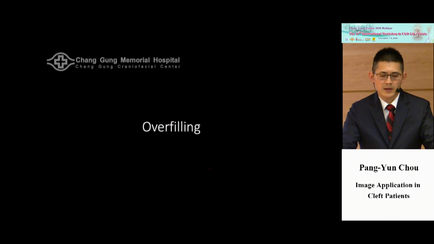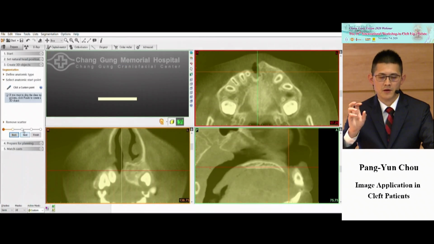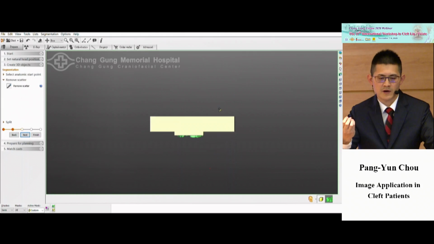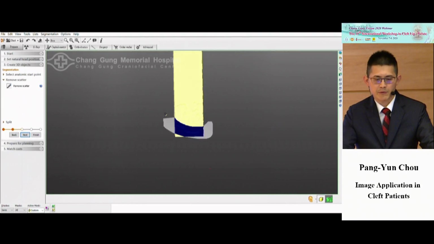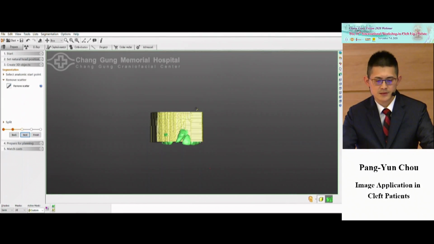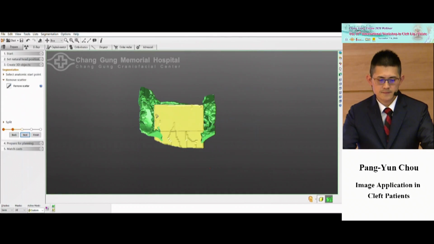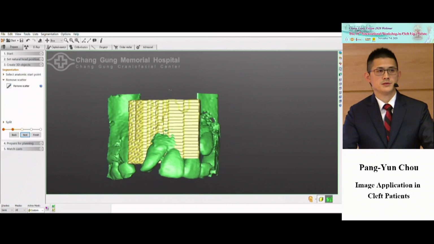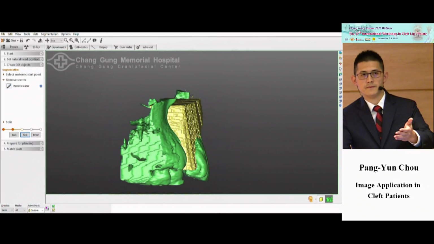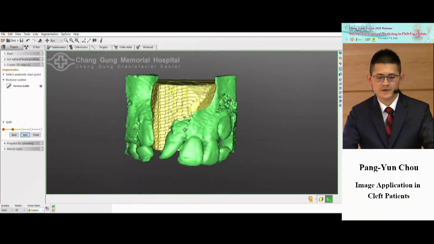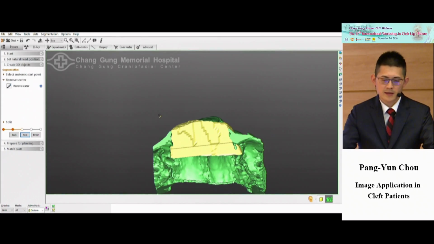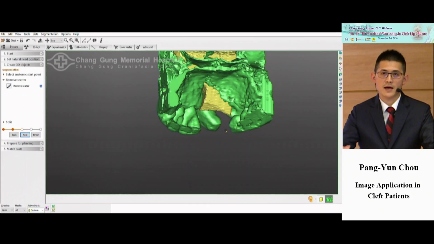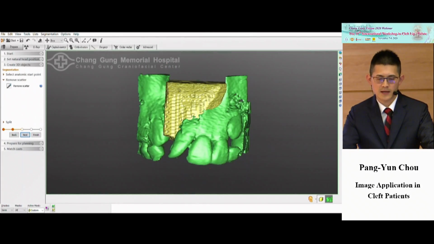You can see in the model there are some different colors of putty, because we use putty to fill the defect, and then we measure the volume. And then we come back to the Simplant software. Then comes the manual sculpting, just as the surgeon performs the filling of the bone grafting, and you cut away all the space that is not inside the pocket, not inside the alveolar defect.